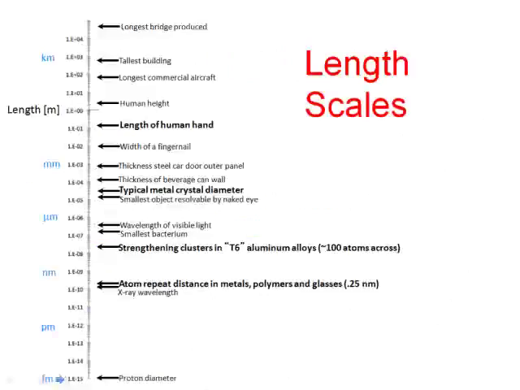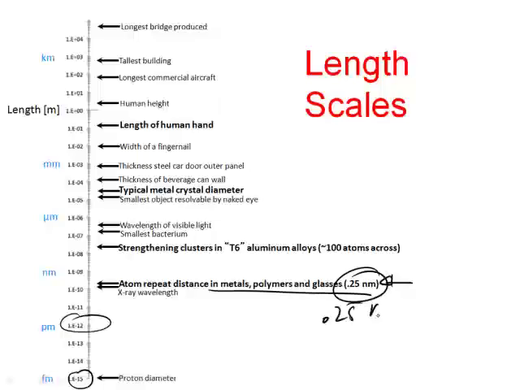Length scales are maybe a better thing to think about. This is really important in materials science. Protons are down here around a femtometer. Picometer is down here. The smallest distance we really care about in material science is this atom repeat distance. And that's on the order of about 0.25 nanometers, which is about 2.5 angstroms, which is equal to 2.5 times 10 to the minus 10 meters. That's what we care about.